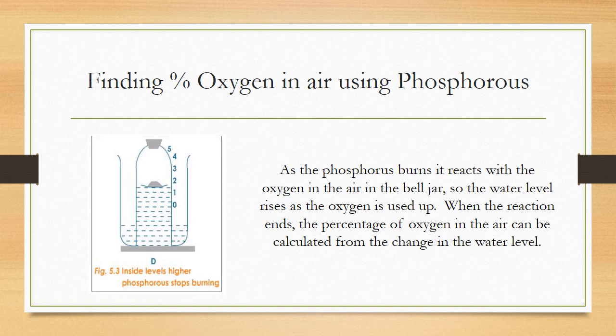Because there's less pressure acting on the water as the oxygen is being used up and going into the water in the form of phosphoric acid, when the reaction ends, the percentage of oxygen in the air can be calculated by the change in water level. So it's gone from 0 to about 2 or 1.18. So you can work out the difference, and that can be a measure of the percentage of oxygen in the air.